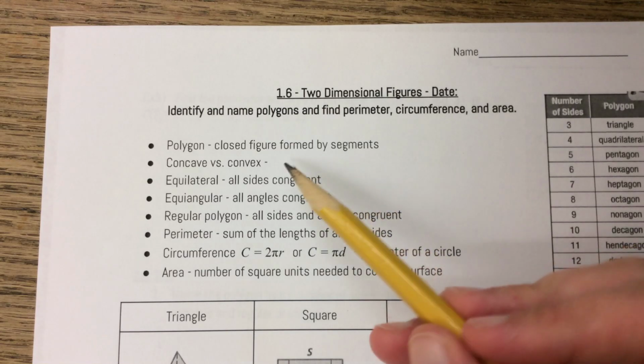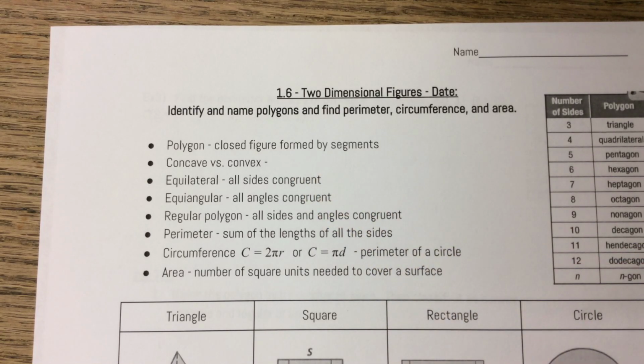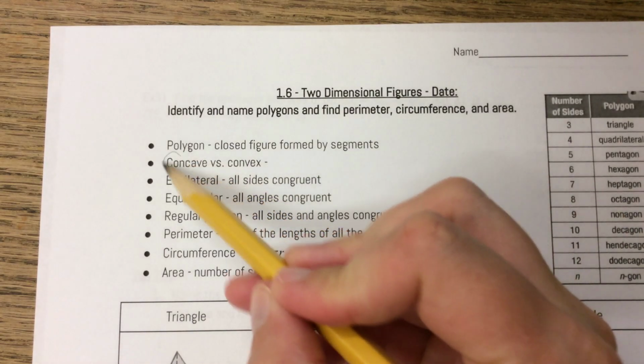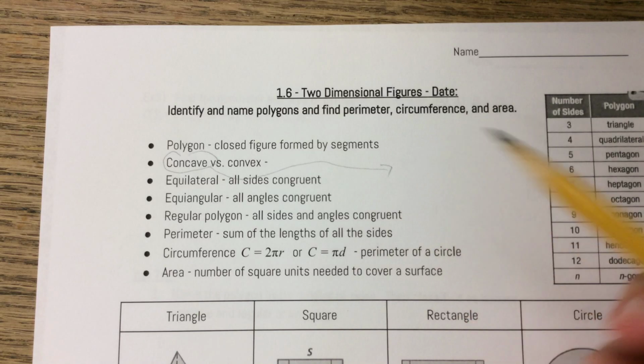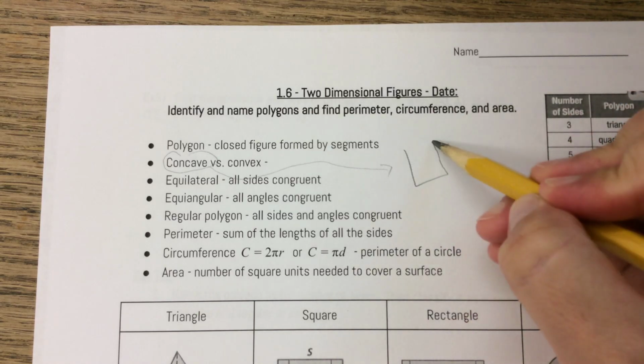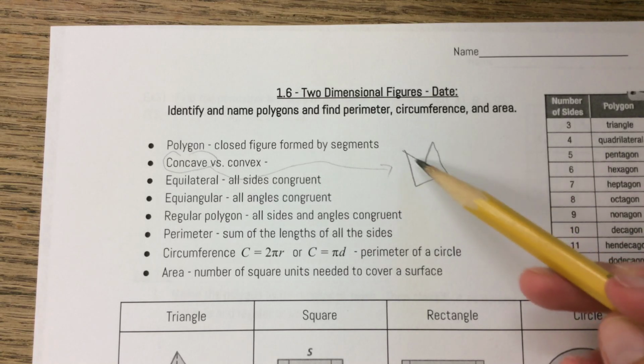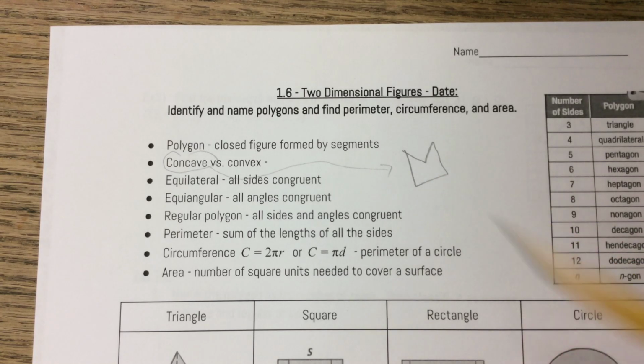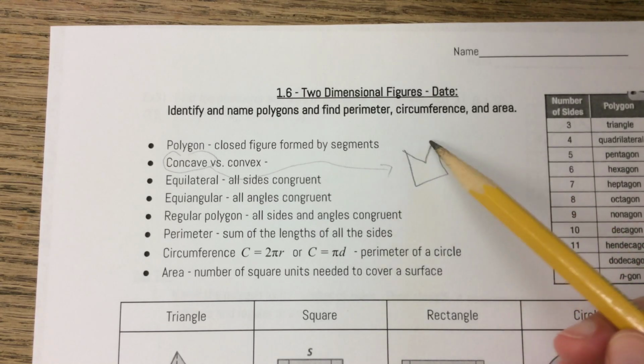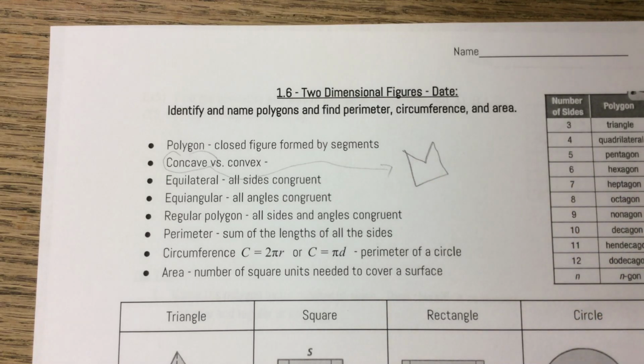Concave versus convex. Convex is what most of your figures are, what you're used to seeing. Concave is when you have a piece of it that caves in. So let's say I had a figure like this. That would be considered concave because this piece is caved in, as they would say. If you can connect any two vertices and it lands outside of the figure, then that's considered concave. So if it doesn't have a spot that caves in, then it's convex.